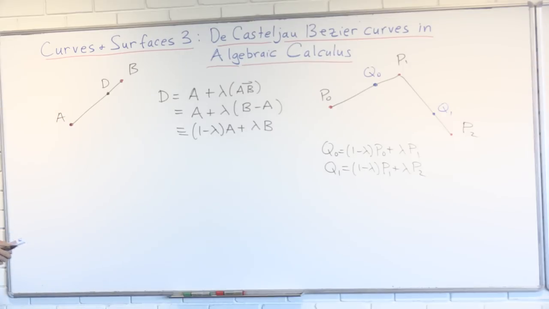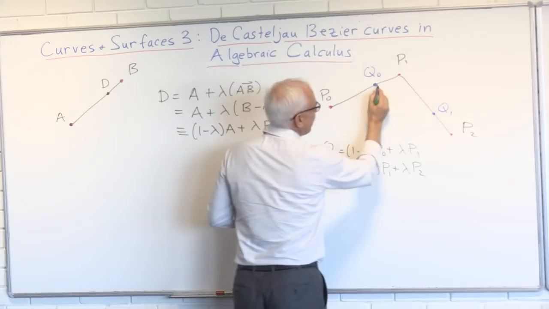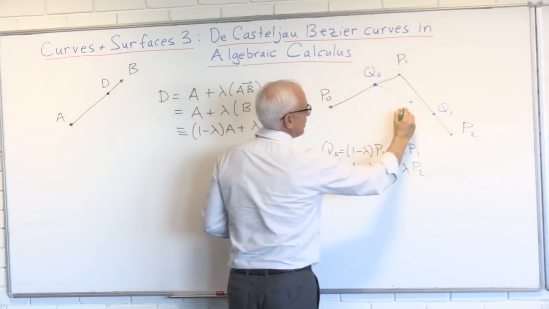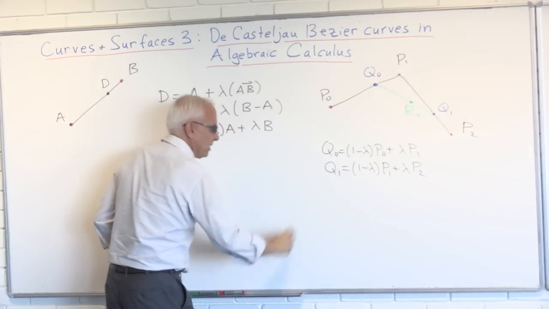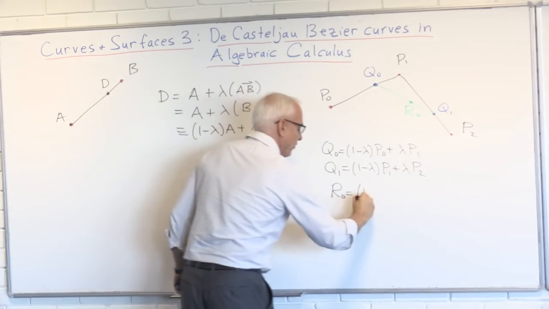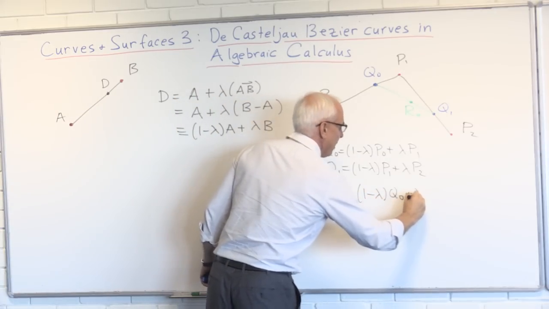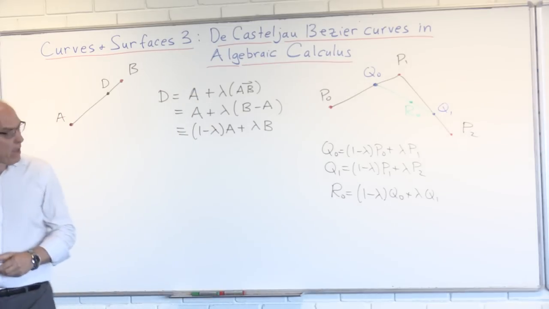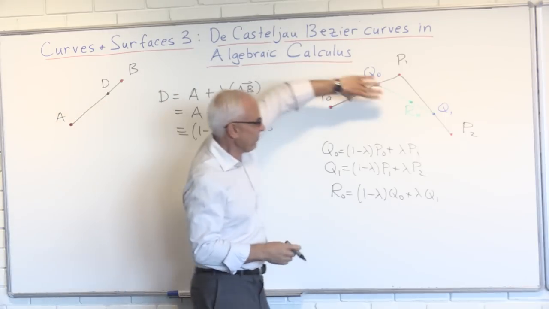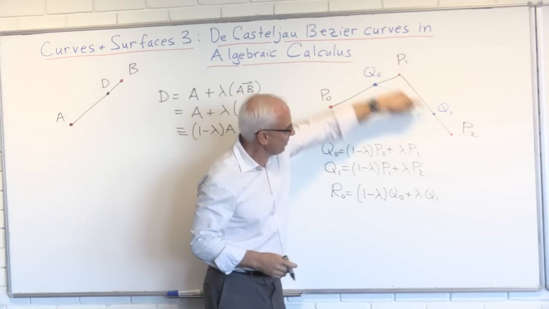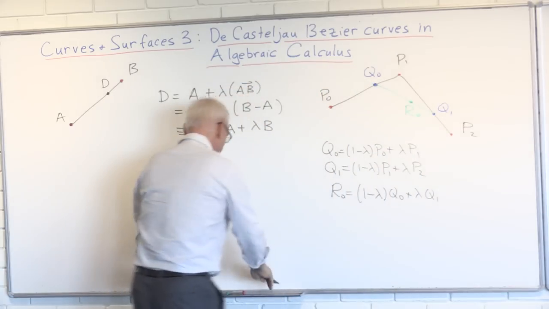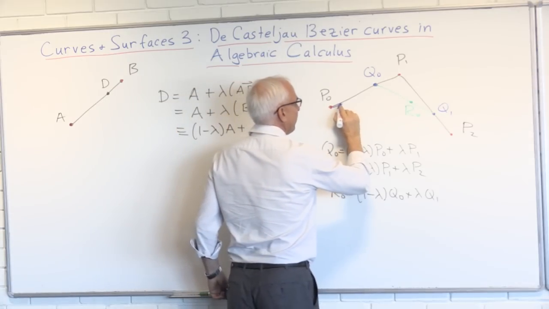Okay, so now with those points, we can then join them and then create a third point. Maybe we could call it, say, R0. And R0 then is going to be the same combination using the same parameter, combination of Q0 and Q1. So 1 minus lambda Q0 plus lambda Q1. And then the idea is that as lambda varies between 0 and 1, all of these segments slide around. So this point moves from here to here, this point moves from there to there, and correspondingly R0 moves on the segment joining these two points. And the curve that it traces out is called a quadratic de Casteljau Bezier curve. It looks something like this.